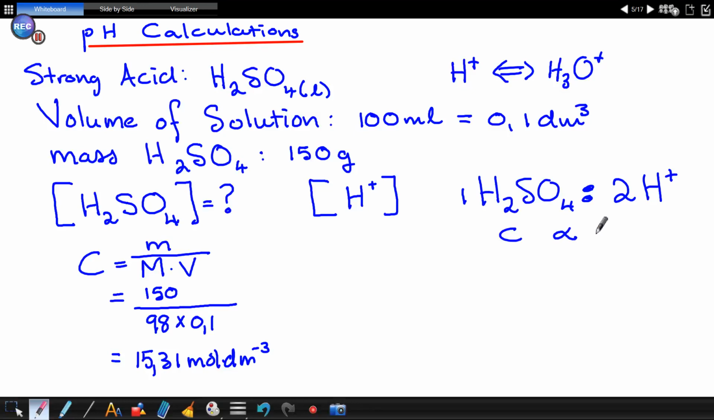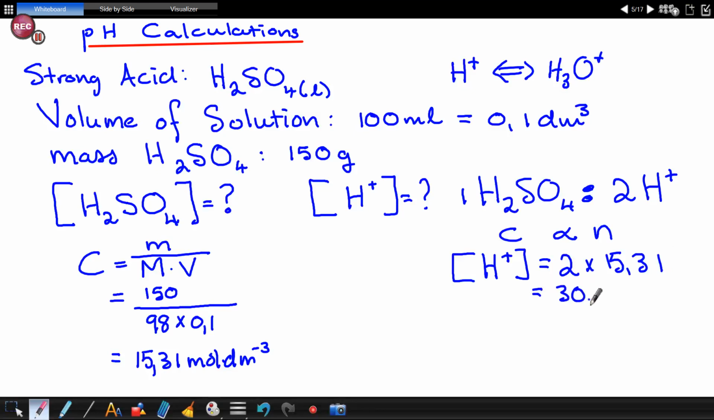Concentration is directly proportional to moles. So what will the concentration of the hydrogen ions be? 30.62. It will be twice 15.31, which is 30.62 mole per cubic decimeter. So you can't just say the mole ratio is 1 to 2. Then why is the concentration also 1 to 2? If the moles are 1 to 2, the concentration will also be 1 to 2.